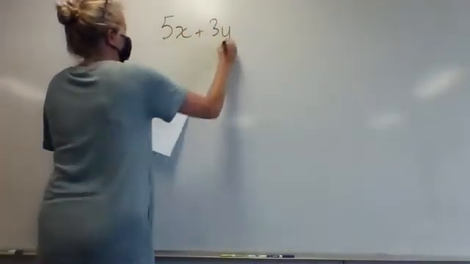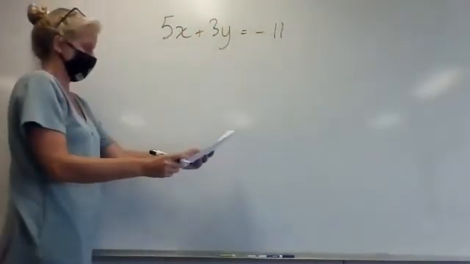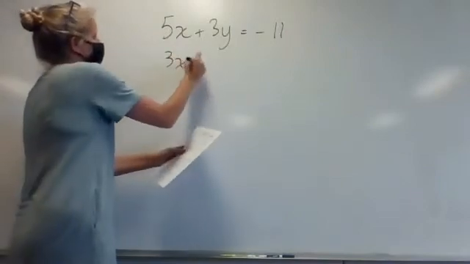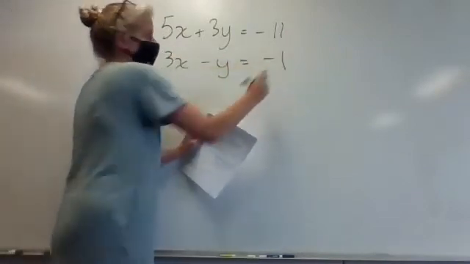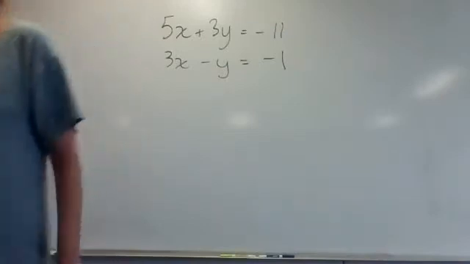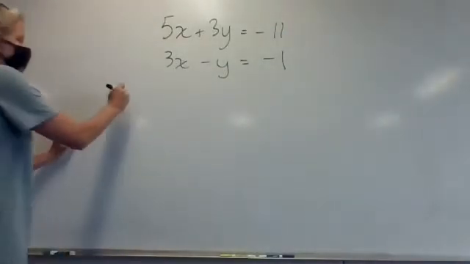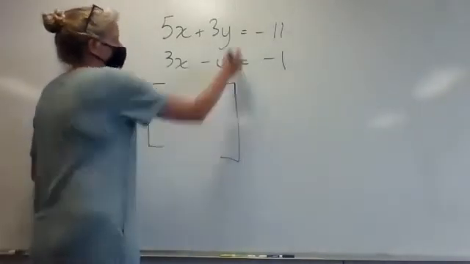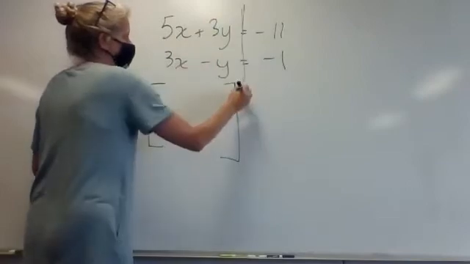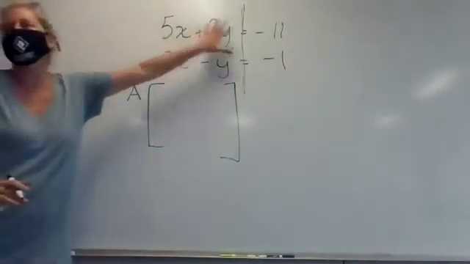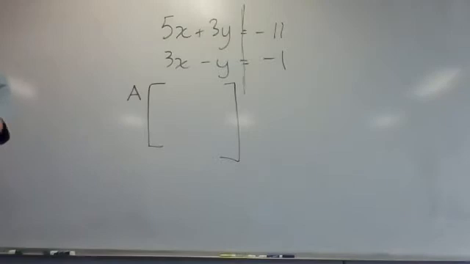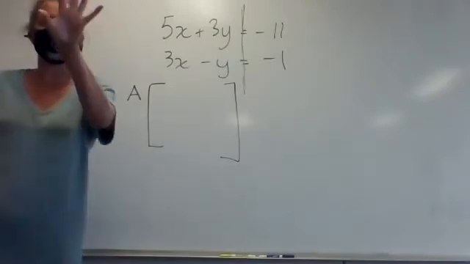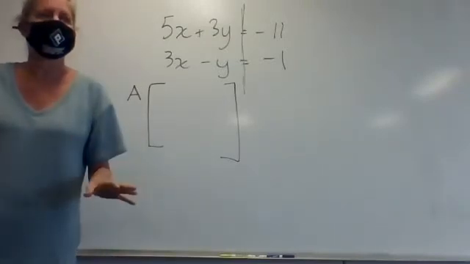So number 2 again, 5x plus 3y equals negative 11. X minus y equals negative 1. So let me show you what we're going to put in our matrix. We're going to have a matrix A. Matrix A, this dividing line right here, the equal sign, is going to come from this side of the system. You are just going to put the coefficients, the number parts, in your matrix.